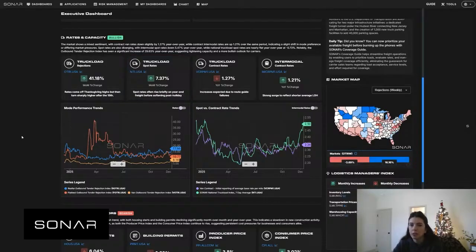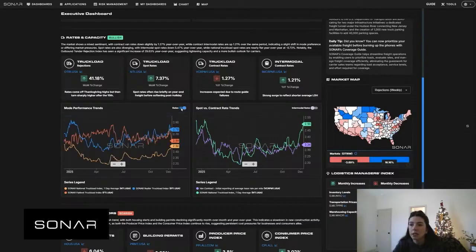Now, the charts below these cards are going to give you more insight into the long-term trends. So how are rejections tracking broken down by trailer type? So you can see van, reefer, and flatbed and how those rejections are moving. You also have the ability to toggle this over to spot rates. So you can see spot rates on a national level broken down by mode, and again, keep track of those movements. We'll also show you spot and contract rates on a national level. So again, just high level trends, see how the market as a whole is moving.